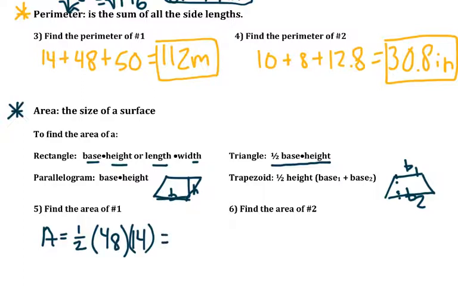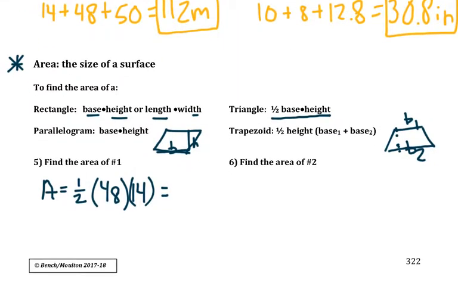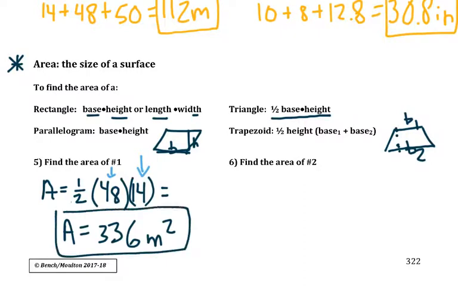And when we put this into our calculator, 1/2 times 48 times 14, we get that the area of this triangle is 336 meters squared. As a reminder, meters squared because we have 48 meters right here times 14 meters, and meters times meters is meters squared. So the area of the triangle in number 1 is 336 meters squared.